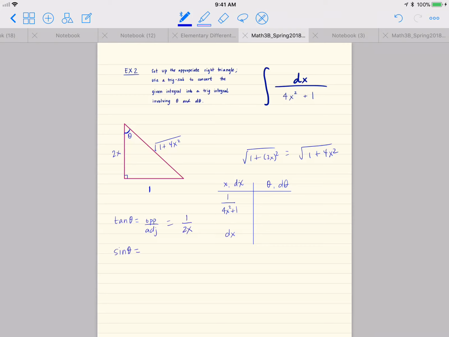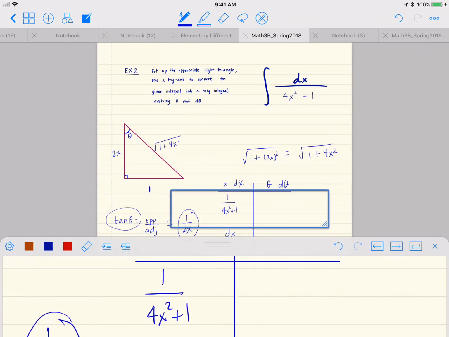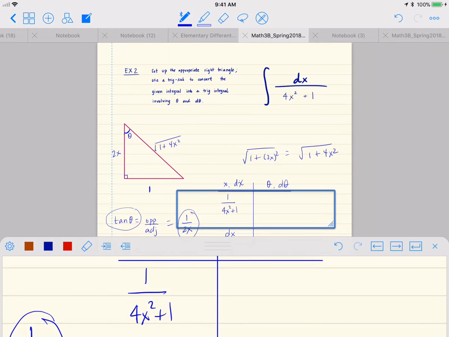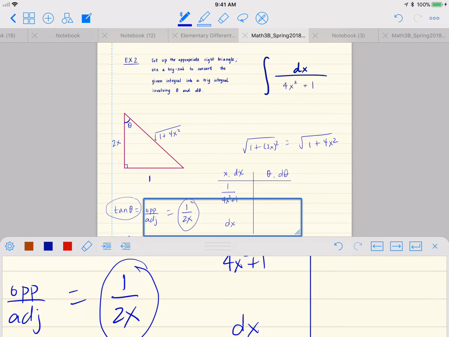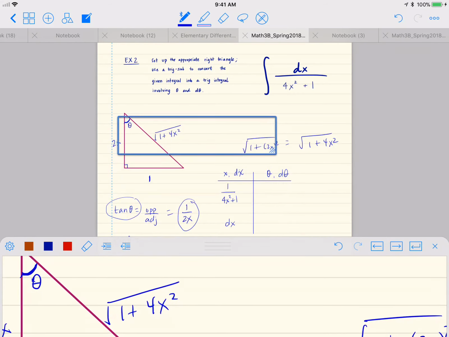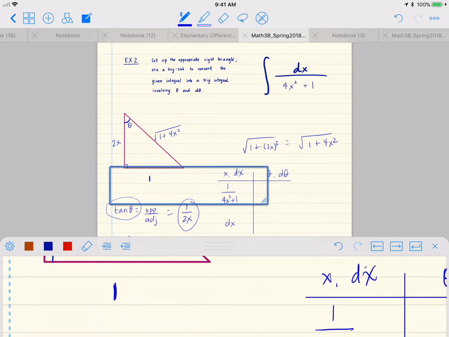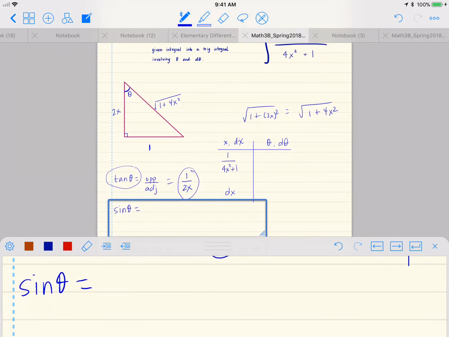The reason why I'm moving on to other relationships is because 1 over 2x, this is true, right? 1 over 2x equals tangent of theta. This is very true, but it doesn't appear to be helpful because I'm trying to figure out 1 over 4x squared plus 1, and that does not look really like 1 over 2x. So I need a relationship that's going to involve this square root of 1 plus 4x squared.